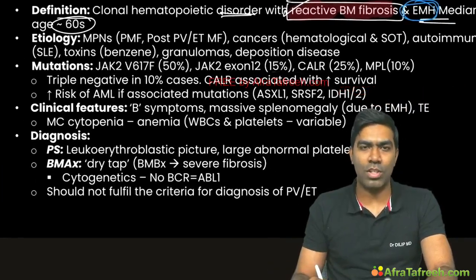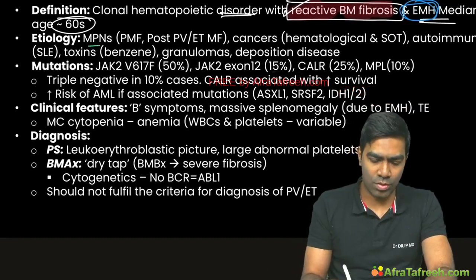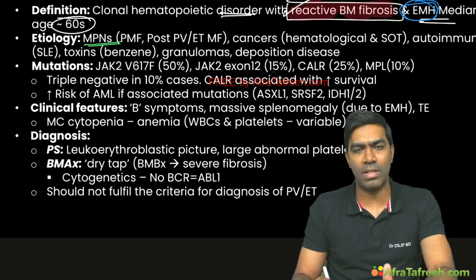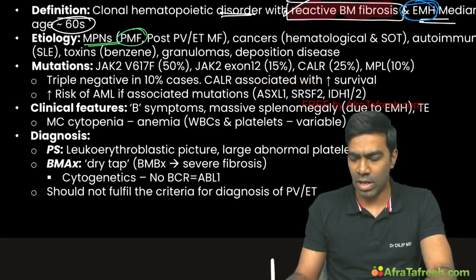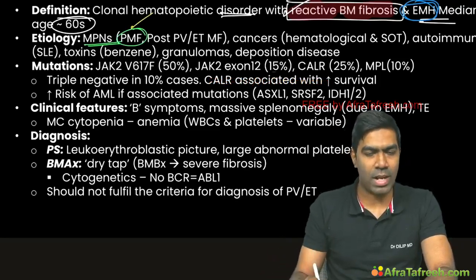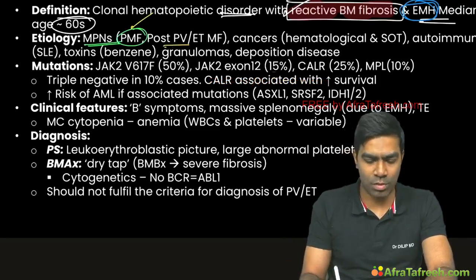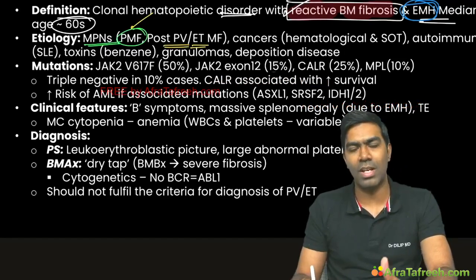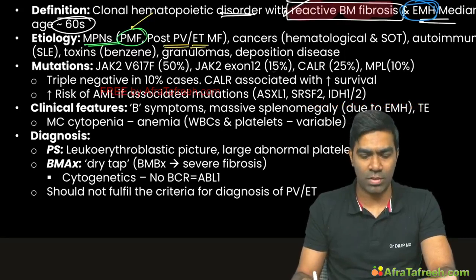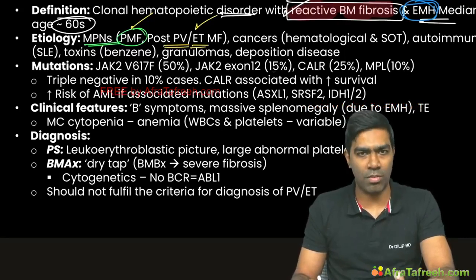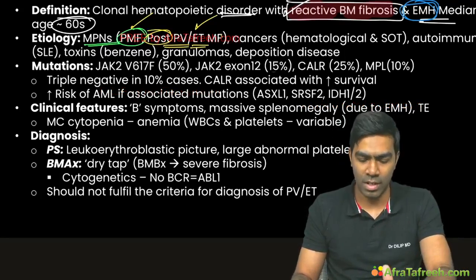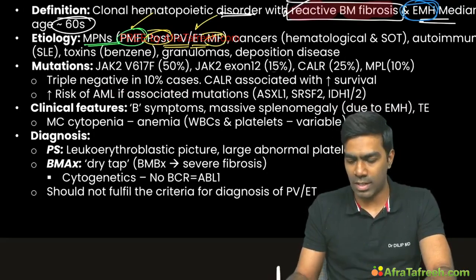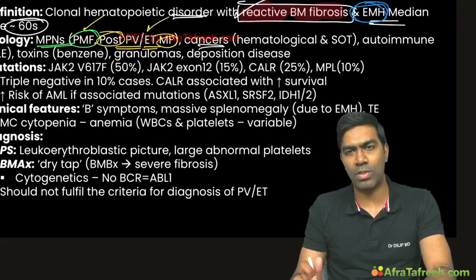And what is the etiology of myelofibrosis? Various myeloproliferative neoplasms can result in myelofibrosis. If it occurs at the time of diagnosis itself, then it's called primary myelofibrosis. If a known case of polycythemia vera or essential thrombocytosis develops myelofibrosis, it was also once upon a time called primary myelofibrosis, but currently it's called post polycythemia vera or post essential thrombocytosis myelofibrosis. And certain cancers can induce myelofibrosis, like hematological cancers and certain solid organ tumors.